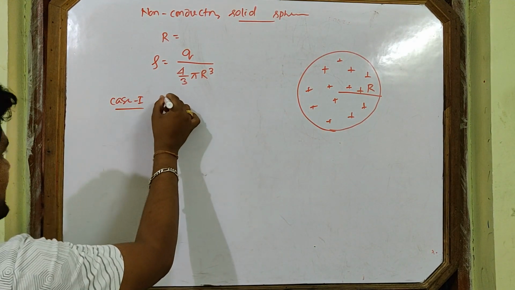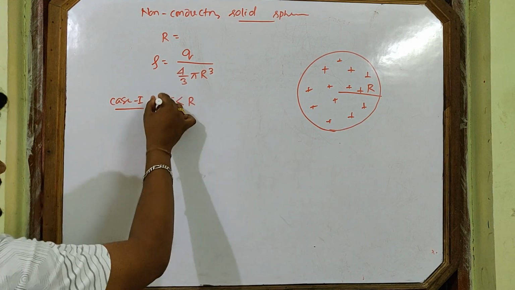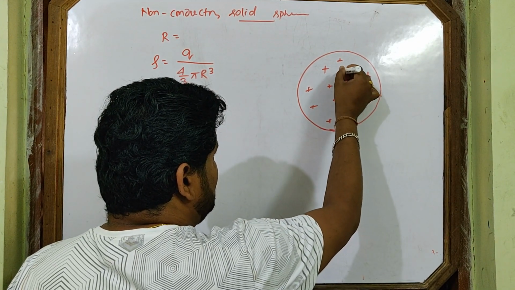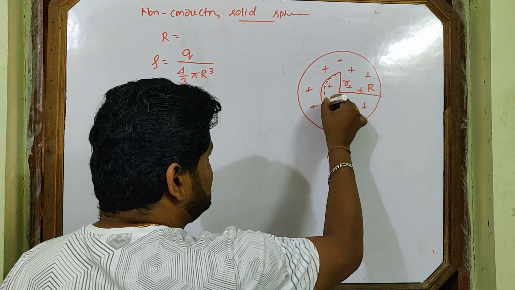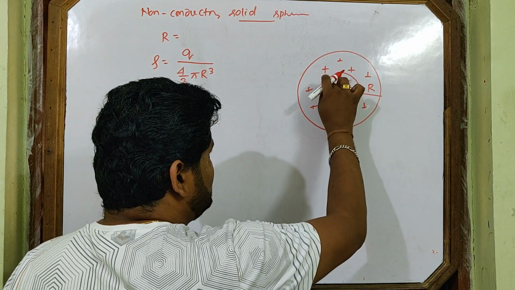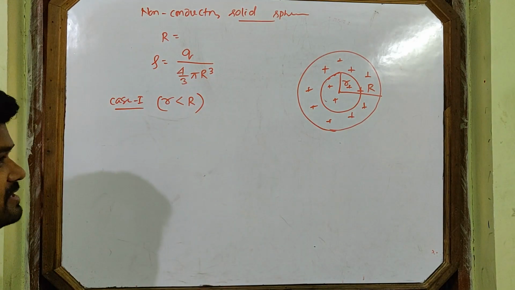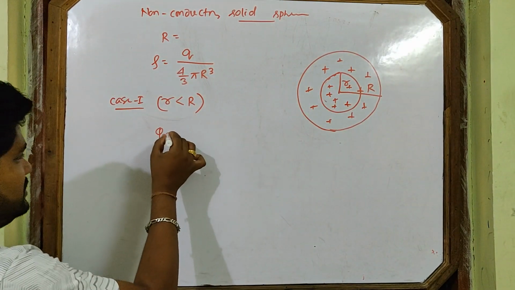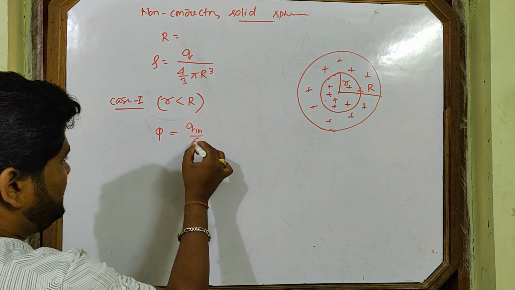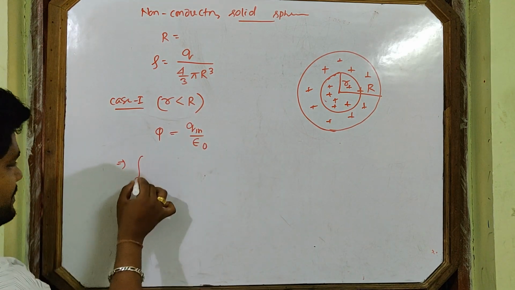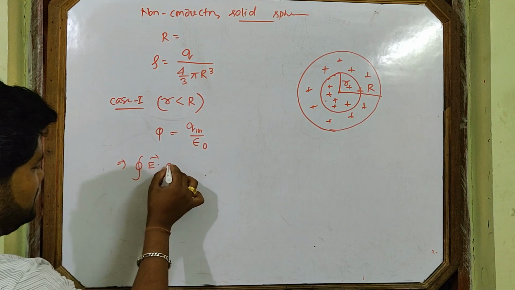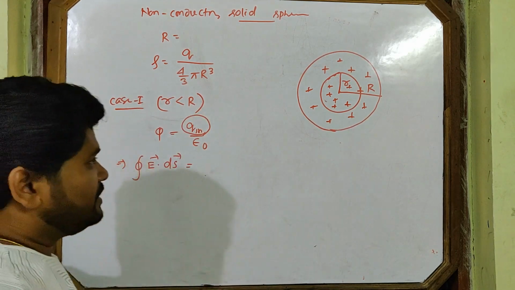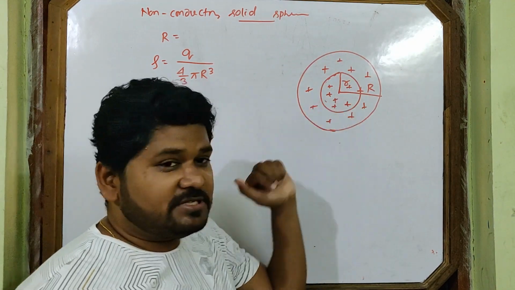Case 1 is inside, meaning small r less than capital R. Consider small r and draw the Gaussian surface. This is the Gaussian surface. The charges present inside it we will consider using Gauss law. Phi is q in by epsilon naught, and phi is E dot ds. But what is the value of q in? The whole charge is Q, but how much is present there?